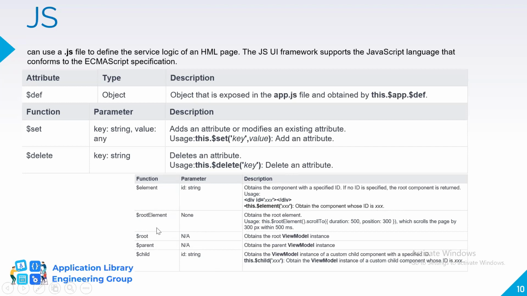Like that, if you want to access some more elements like root element, you can use $rootElement, root view model's root, the parent component of this particular view, the child component of this view. So you can use these functions and get access to those particular DOM elements.